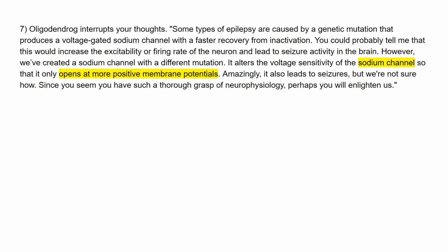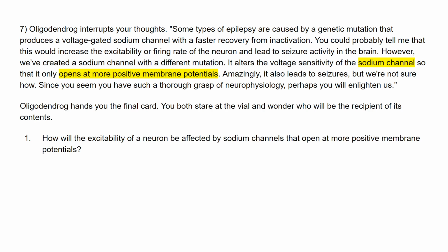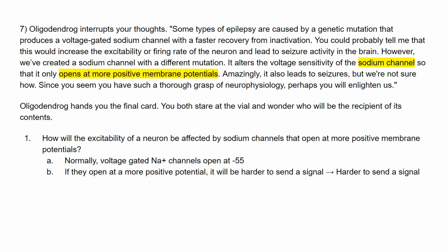We have a voltage-gated sodium channel that opens at more positive membrane potentials. How will the excitability of a neuron be affected by sodium channels that open at more positive membrane potentials? So normally, the voltage-gated sodium channels open when they reach a threshold of around -55 millivolts, but this is saying they're not going to open until they reach more positive membrane potentials. So maybe it's going to be as positive as -30, or maybe even as positive as 0. Either way, it's going to be harder to send a signal.